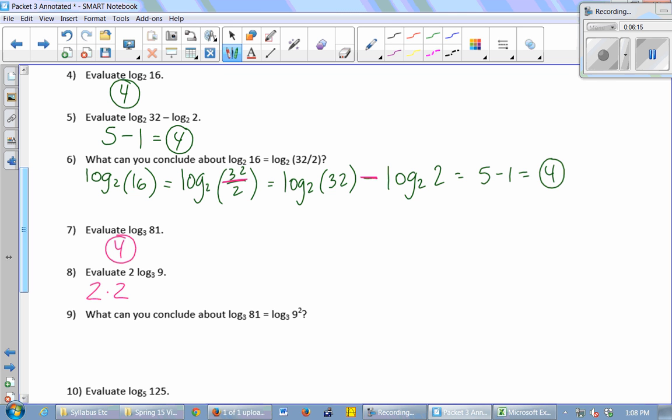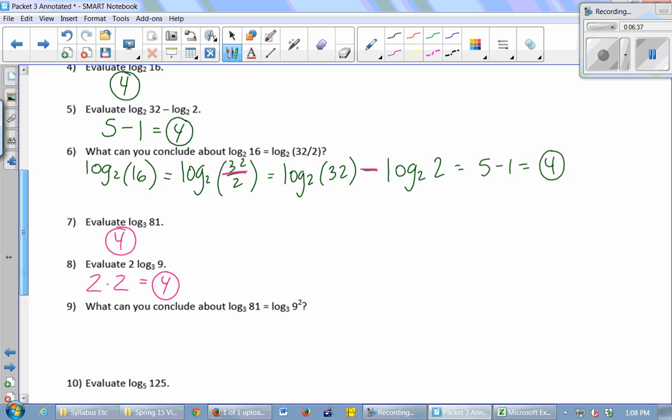2. So the first 2 I copied from the expression, and then the second 2 is because I rewrote log base 3 of 9 as 2. And 2 times 2 is 4. So I get the same answer for 7 and 8. And how are 9 and 2 related to 81? 9 squared is 81.